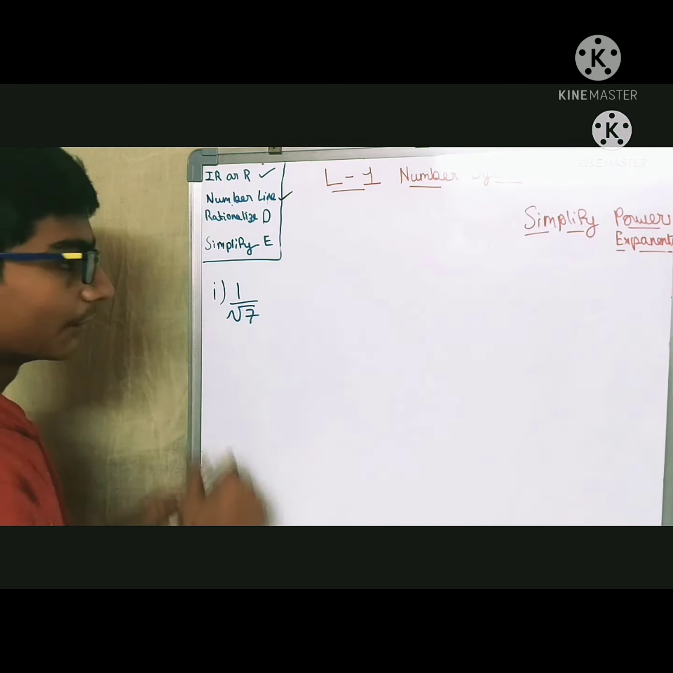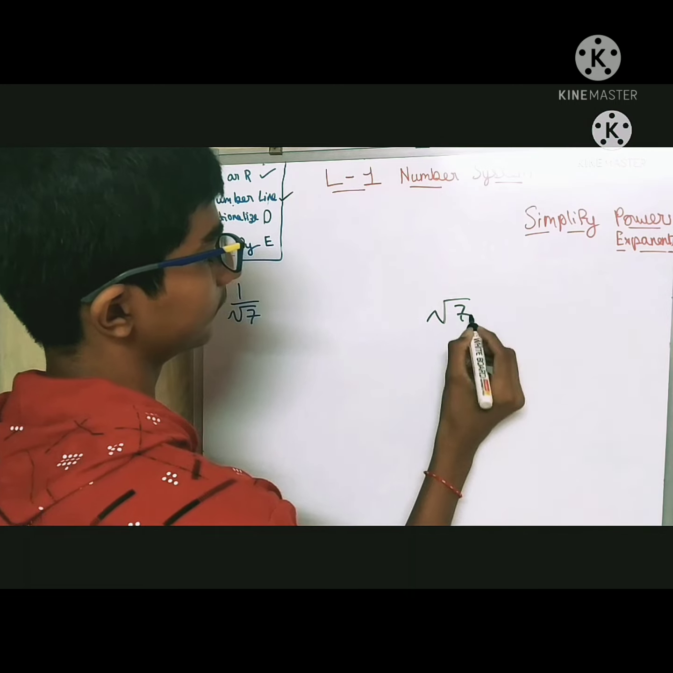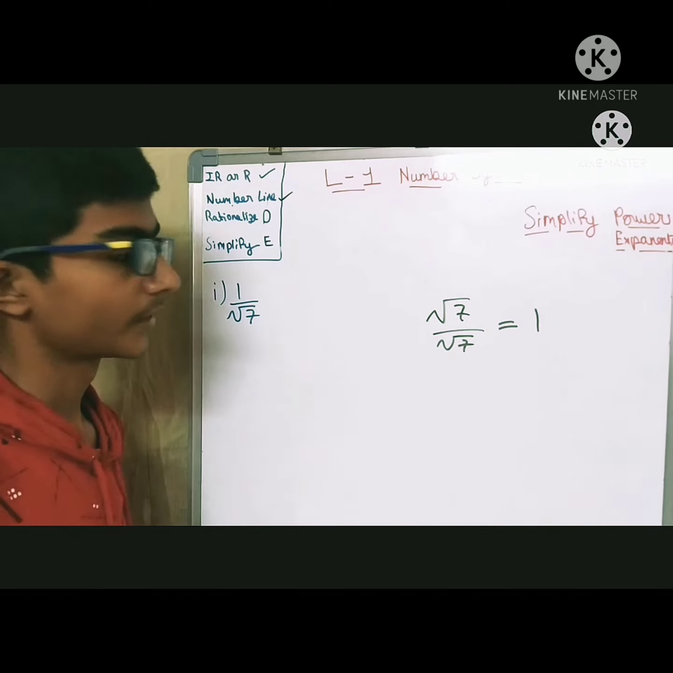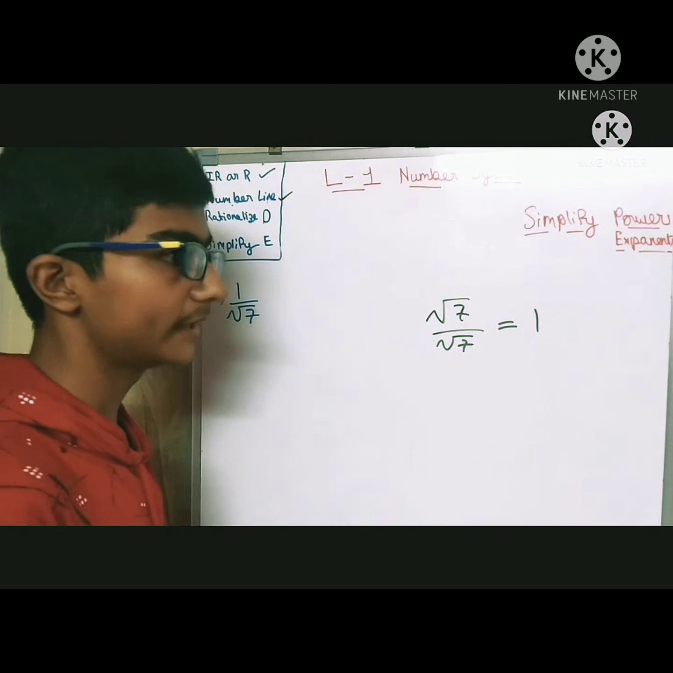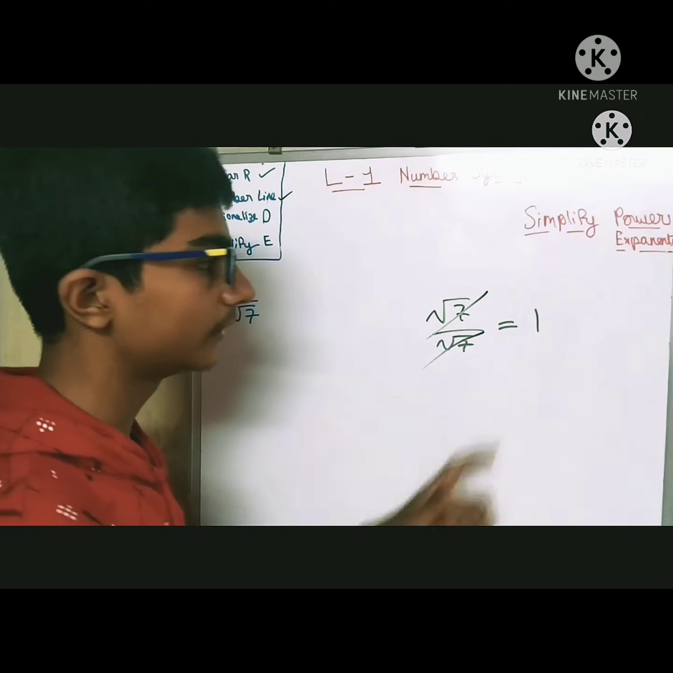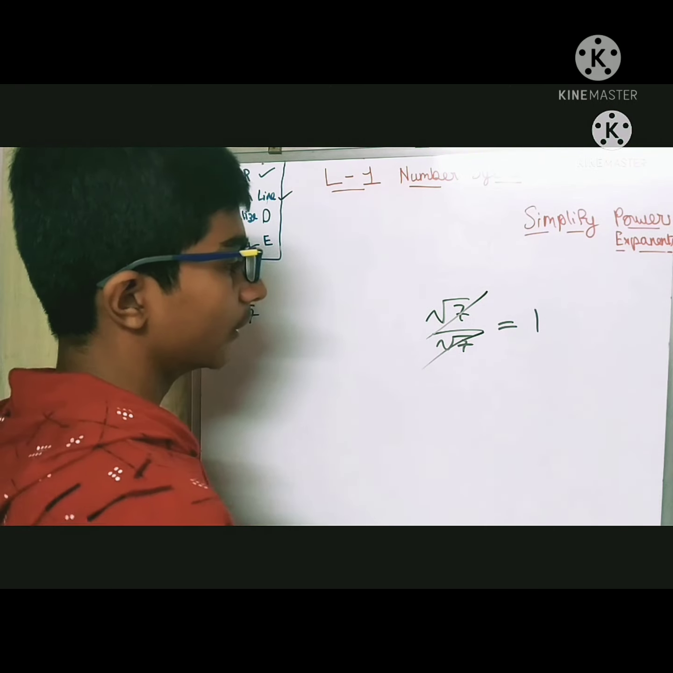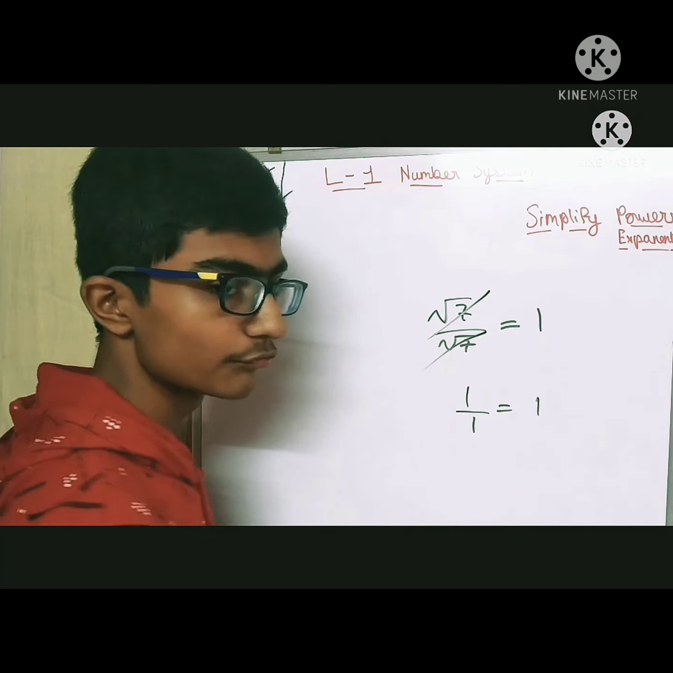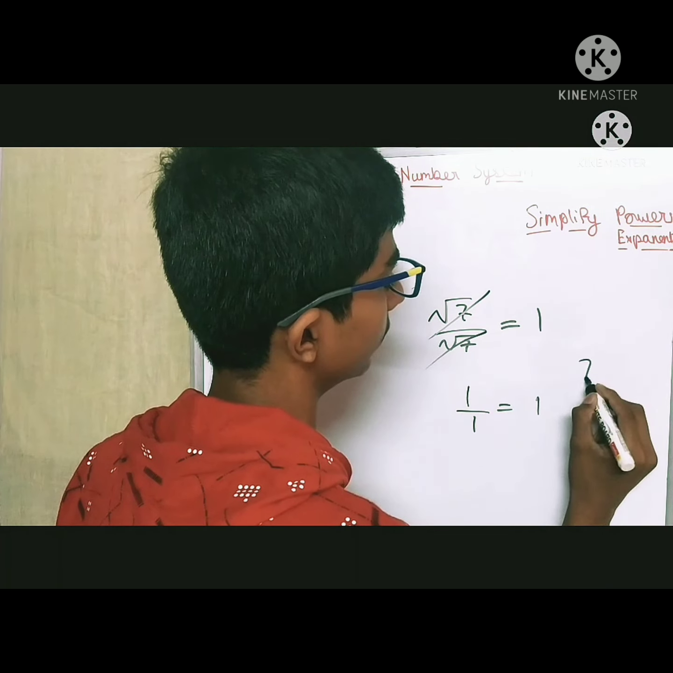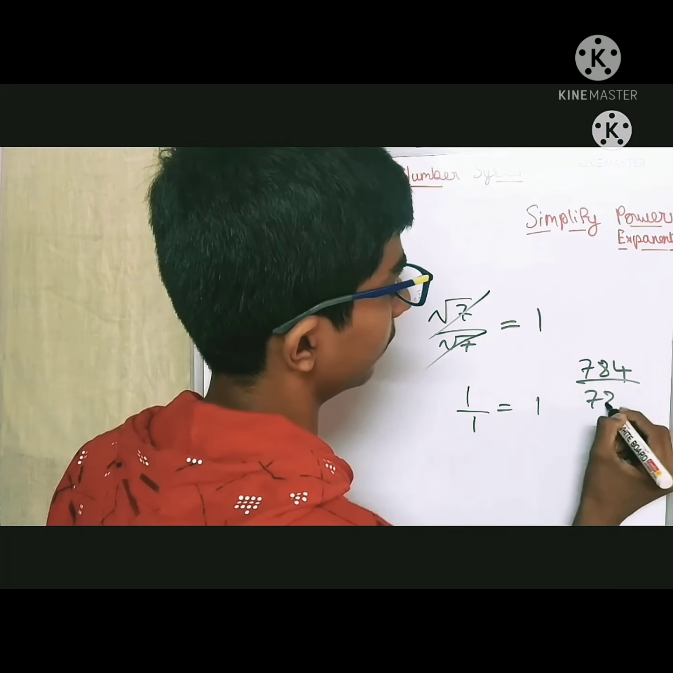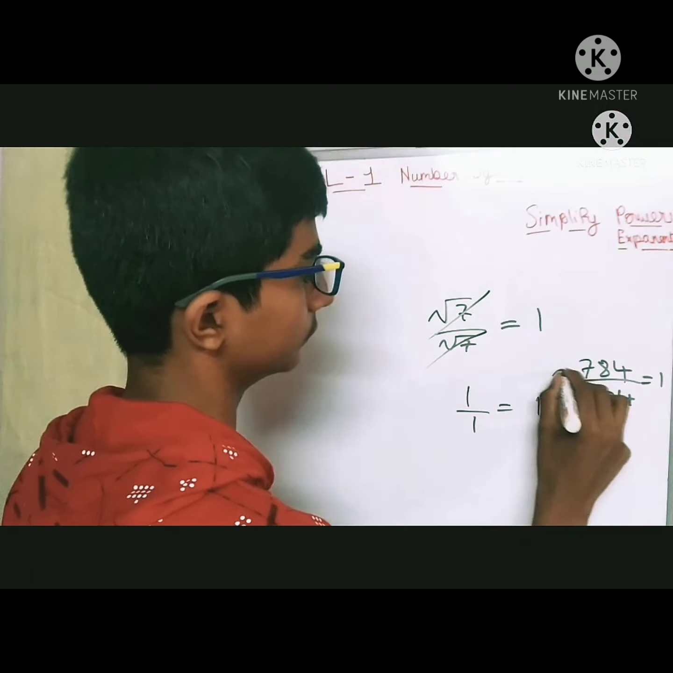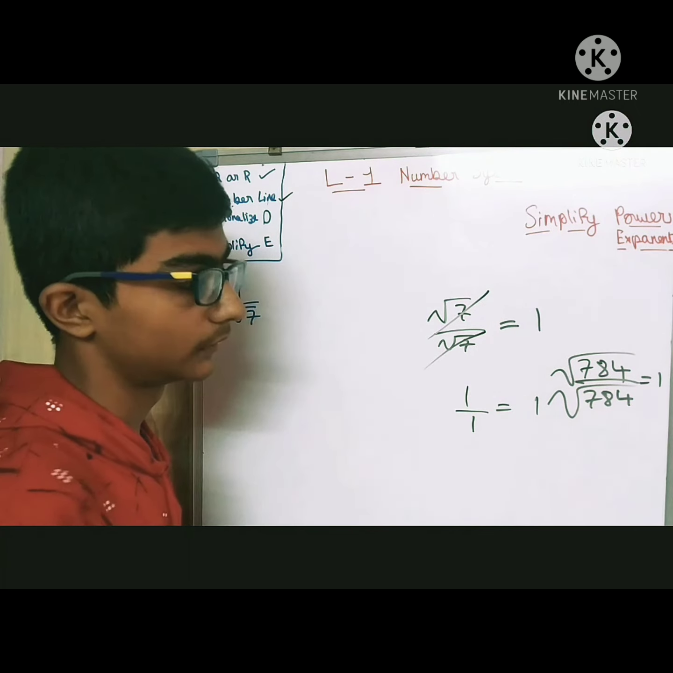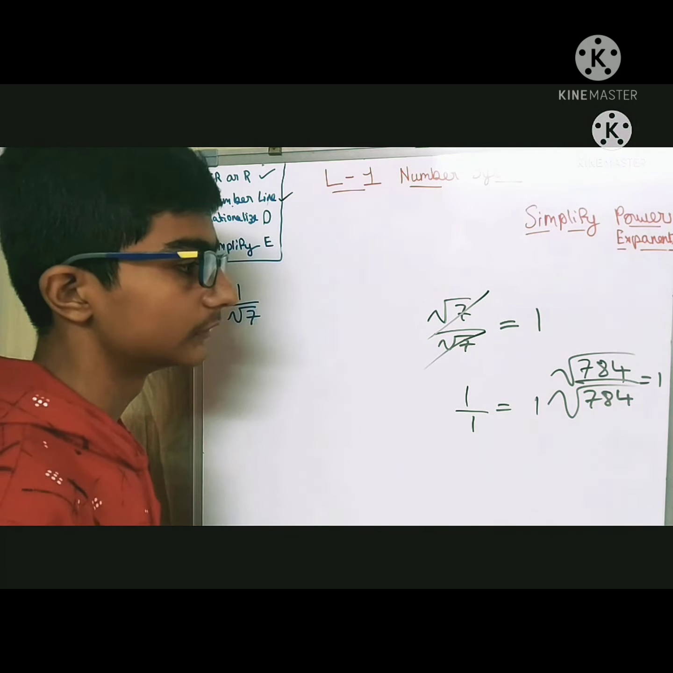So now, one more thing: can this be equal to 1? Would this be equal to 1? Yes, because under root 7 will cancel and the remainder will be 1. Any number in numerator upon denominator form is equal to 1. Any number. Why? It's a rule. It's a mathematics rule.